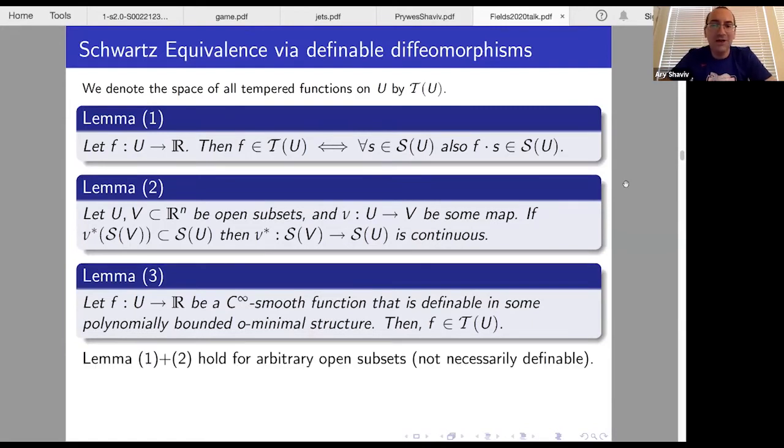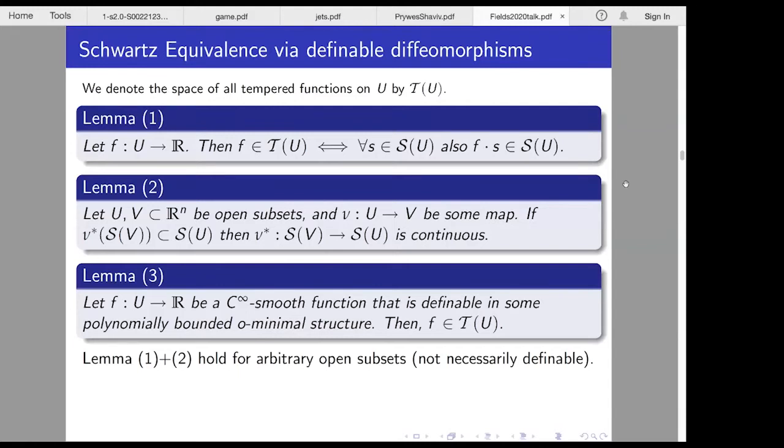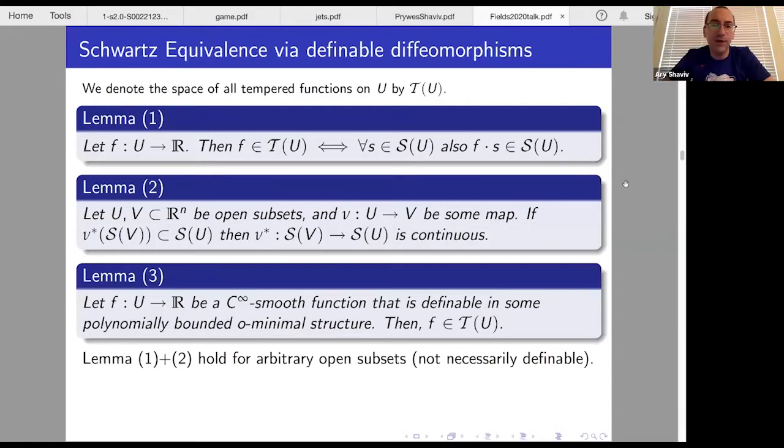The first and the second lemma hold for any open subset of R^n, so you don't assume anything about definability. As said, the first lemma is quite technical to prove. You just need to cook this Schwartz function. And the second one, essentially, it's just the closed graph theorem, which also holds for Fréchet spaces.